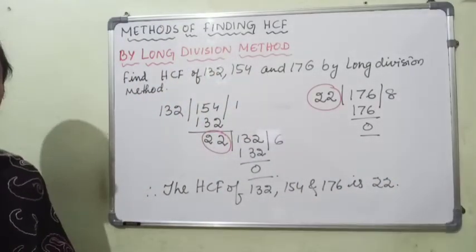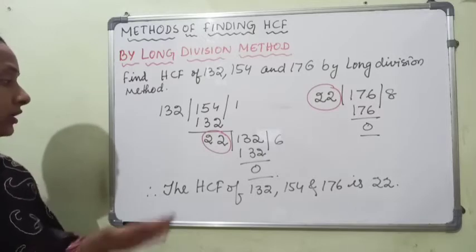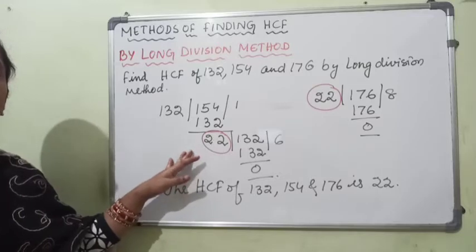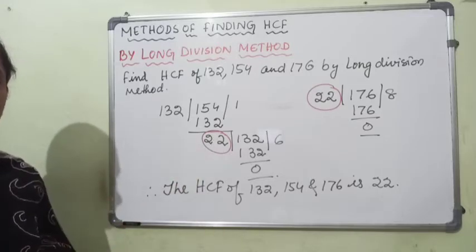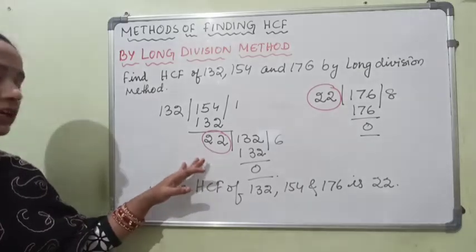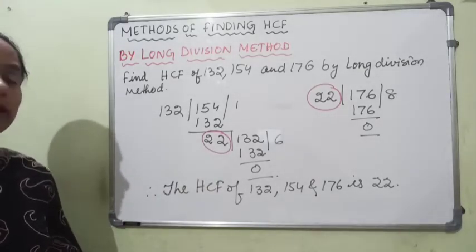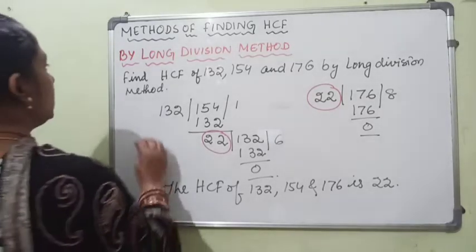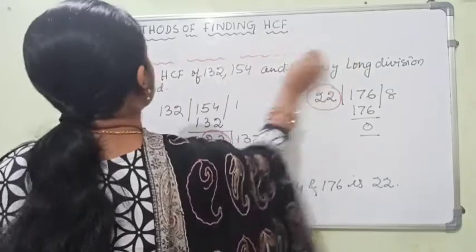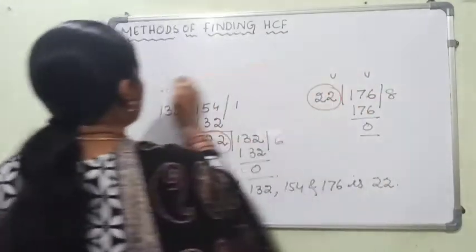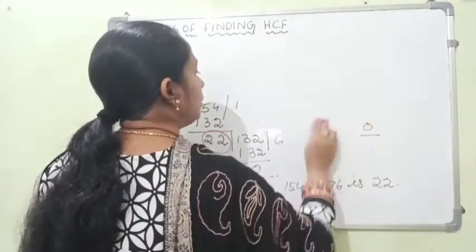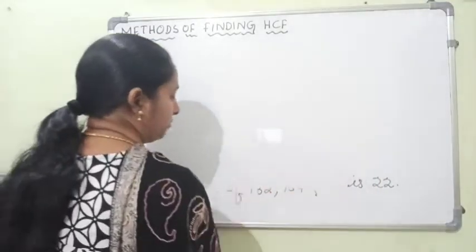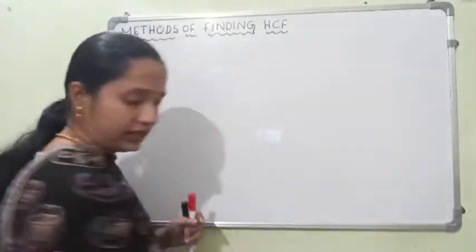Understood? You can try this method to find out the HCF of any given numbers by taking different examples, different large numbers. The more you practice, the more you will understand the procedure. Okay. The next method we have is the short division method. In the short division method, we divide all the given numbers together to find the HCF.